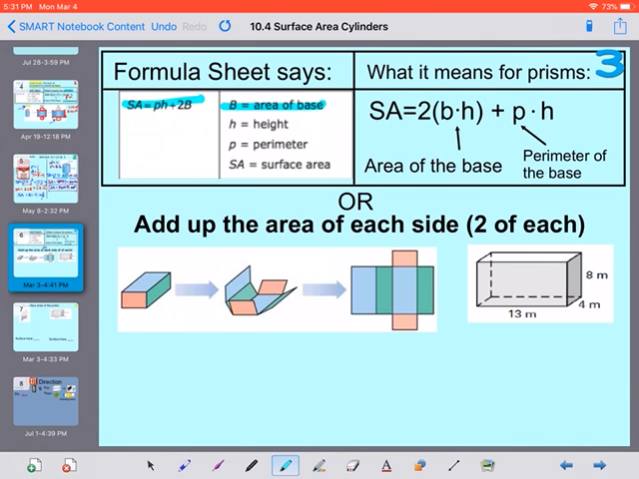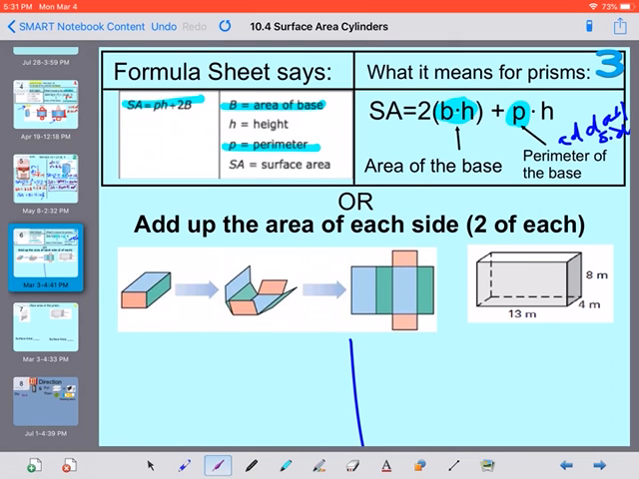Our area of the base is just a rectangle though, so we'll use base times height for the area of our base. And our perimeter is really just the perimeter of the base, which is a rectangle. You'll add up all the sides. Now I'm going to show you how to use this formula, and then I'm also going to show you a second way to find the surface area as well.